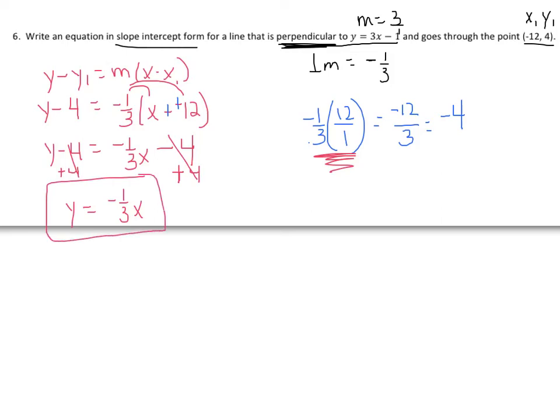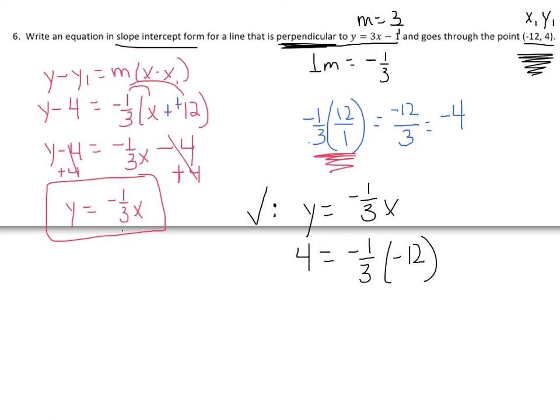And now you can go ahead and check it also. Remember the perpendicular? Yes, they are perpendicular to each other because this one has a slope of 3 and your answer has a slope of negative 1/3. Those are opposite reciprocals. And then the last thing that you want to do is check by plugging in that point. So we've got y equals negative 1/3 x. Take your point here and plug it in. So the y is going to be a 4, and that's equal to negative 1/3 times your x value, which is negative 12. And 4 does equal negative 1/3 times negative 12. And so it checks out. So you know that this is the correct equation.